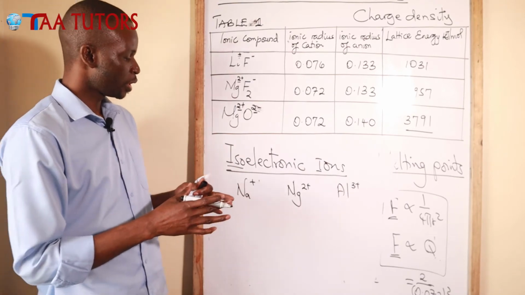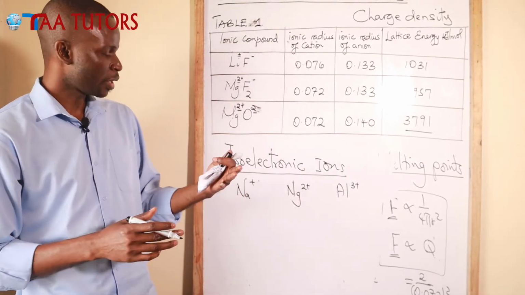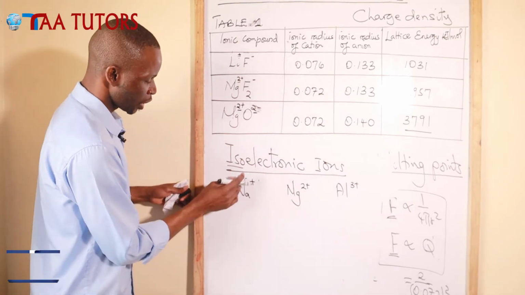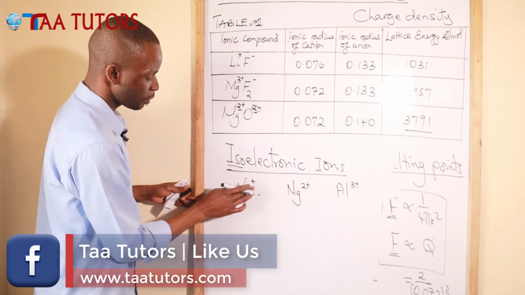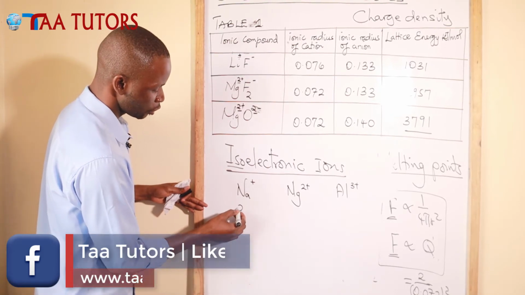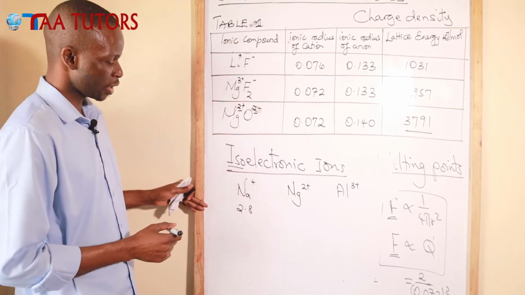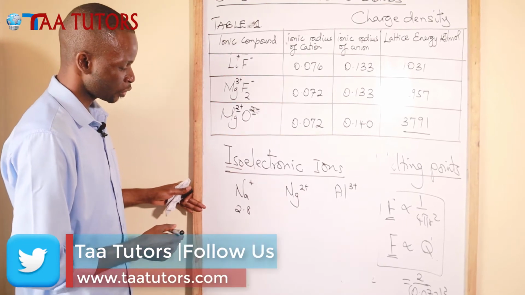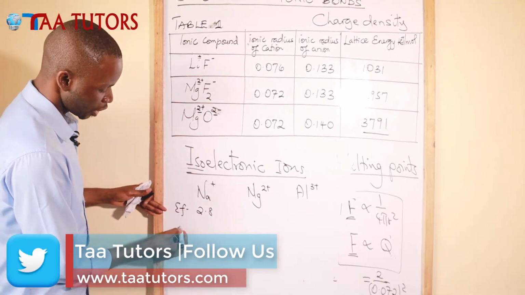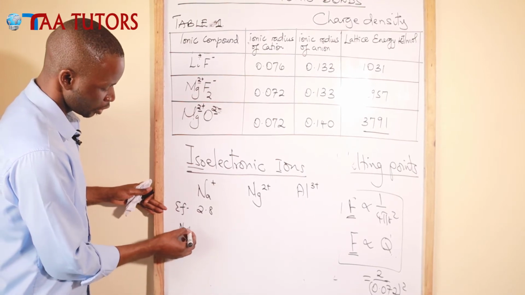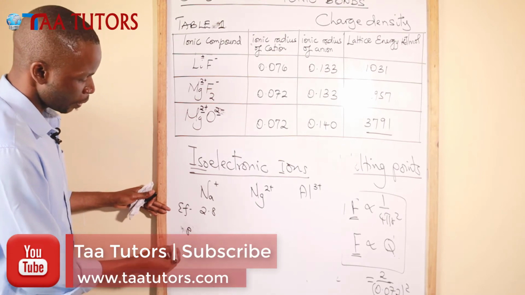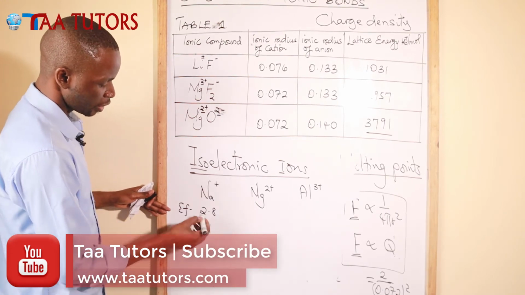Sodium atom has 11 electrons. Once it loses one electron, the sodium ion has 10 electrons. That's the electronic configuration, 2, 8. Let me also show the number of protons, using the letter P. So the number of protons here remains 11.